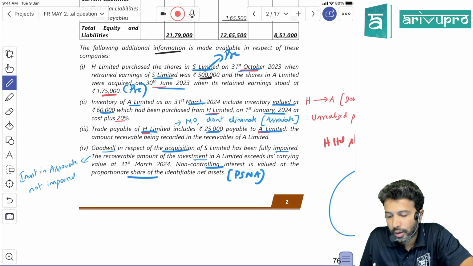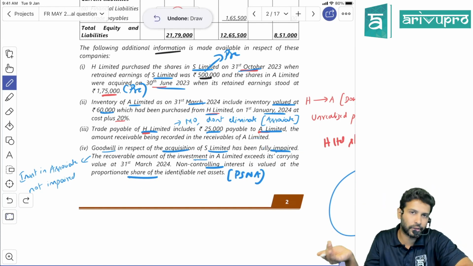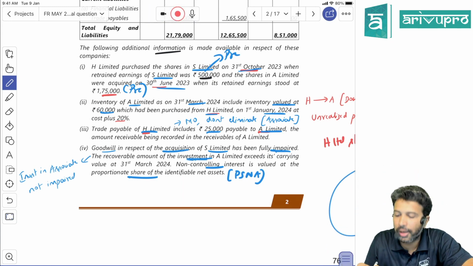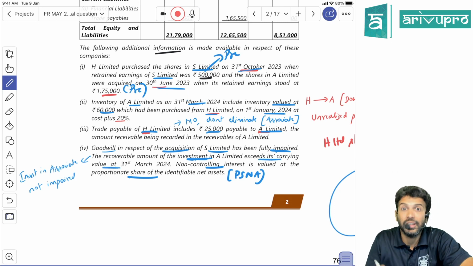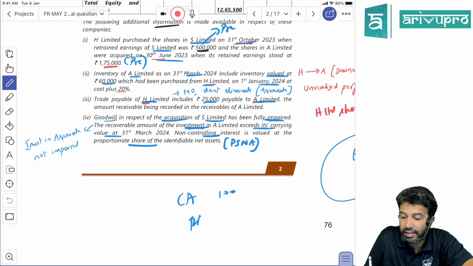Goodwill in respect of the acquisition of S Limited, S is a subsidiary, has been fully impaired. Whatever goodwill you got on the date of control, as per Ind AS 103, they're saying it is fully impaired. The recoverable amount of investment in A Limited, the associate company, exceeds its carrying amount. They're saying the recoverable amount exceeds the carrying amount. So if the carrying amount of investment is 100, it means the recoverable amount exceeds that.